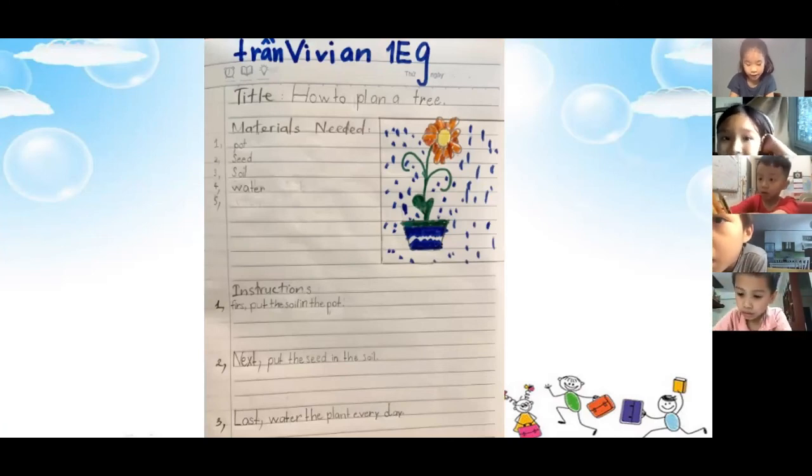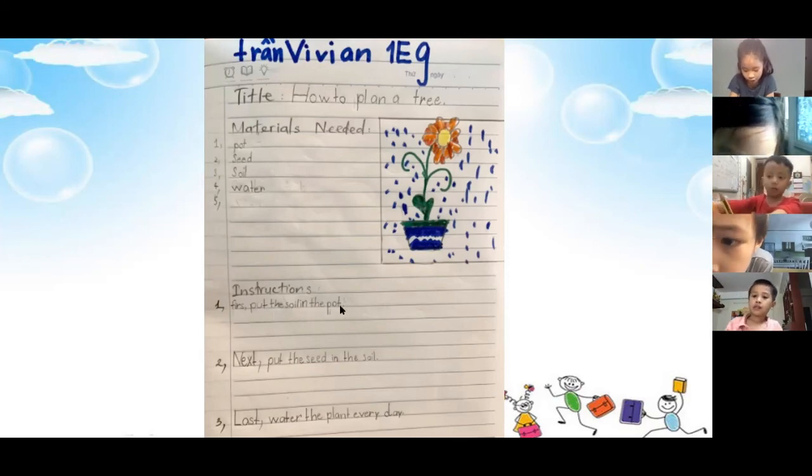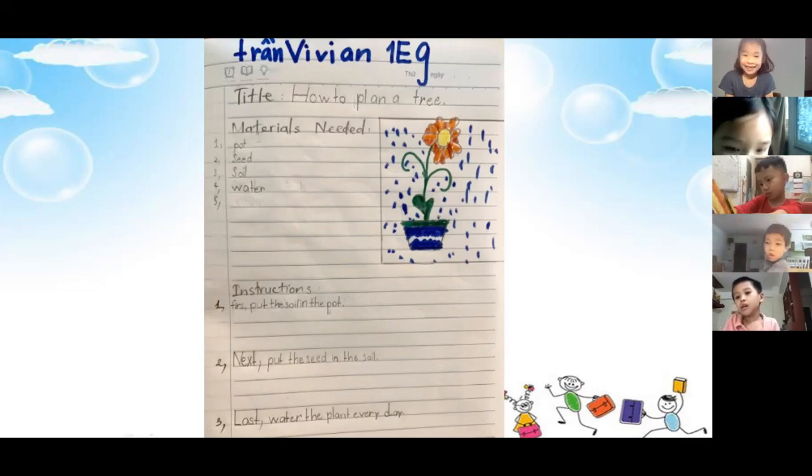Materials needed, pot, seed, soil, water, gardening tools. First, put the soil in the pot by the gardening tools. Next, put the seed in the soil. Last, water the plant every day and love it. Wow, well done. You did very well.